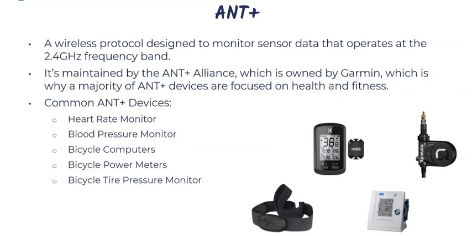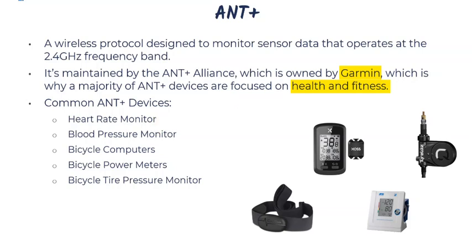Moving on to ANT+. This is a wireless protocol designed to monitor sensor data that operates at the 2.4 gigahertz frequency band, and it's maintained by the ANT+ Alliance, which is owned by Garmin. So you're going to see a lot of devices put out by Garmin that utilize ANT+, but not only Garmin utilizes ANT+, a lot of other companies that are related to health and fitness also utilize ANT+.